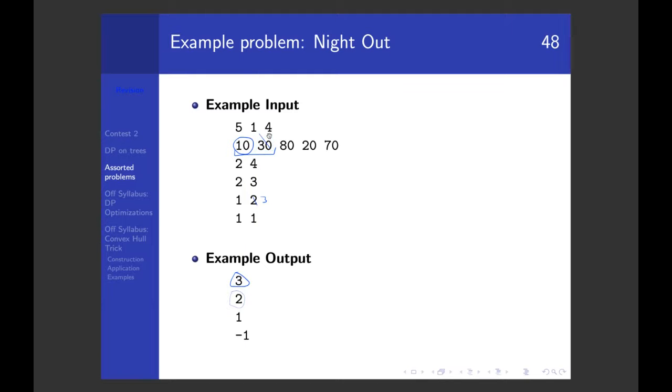Final input, we're given 1, 1. Now, since we visited this node on the previous night, we can't visit it. We can't visit any restaurant, which means -1. We can't visit anywhere. That's the example. Any questions about that? So it's just highest rated restaurant in the range, ignoring any restaurant we visited in the last K nights.